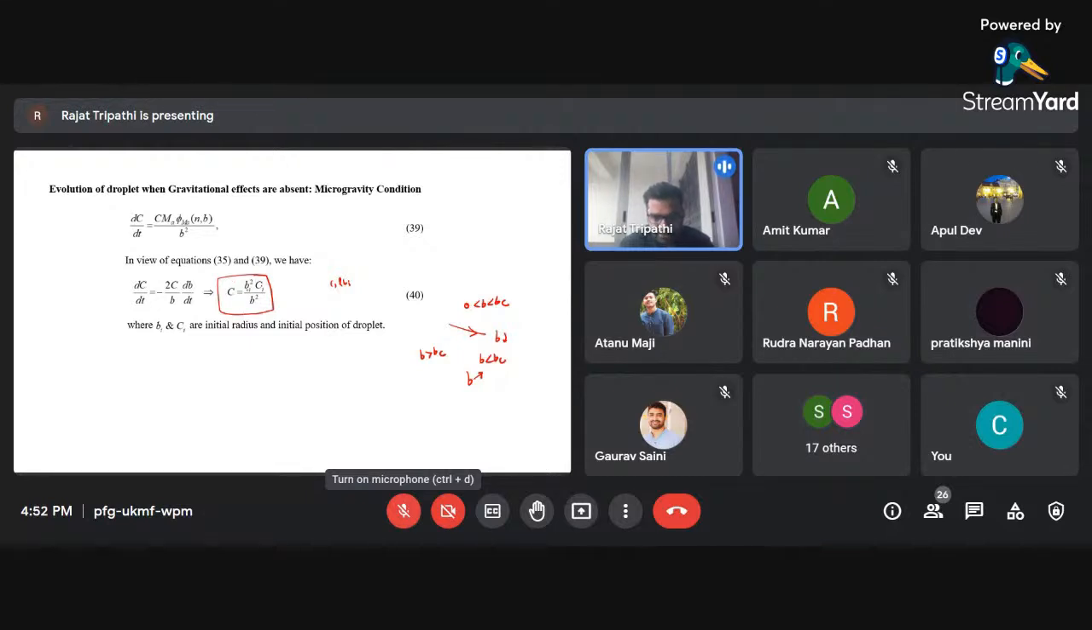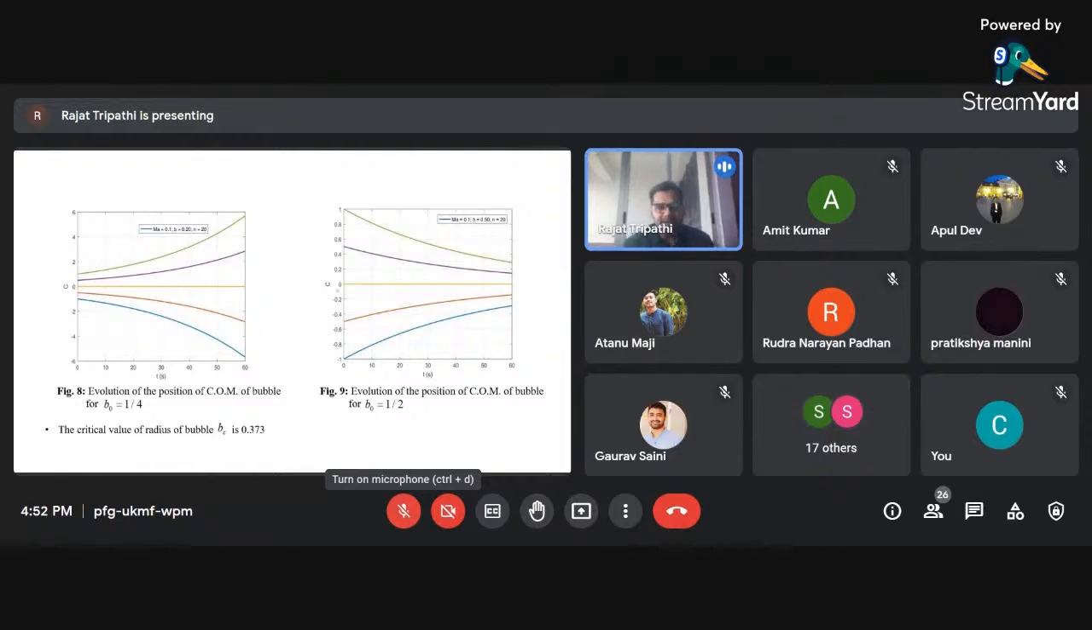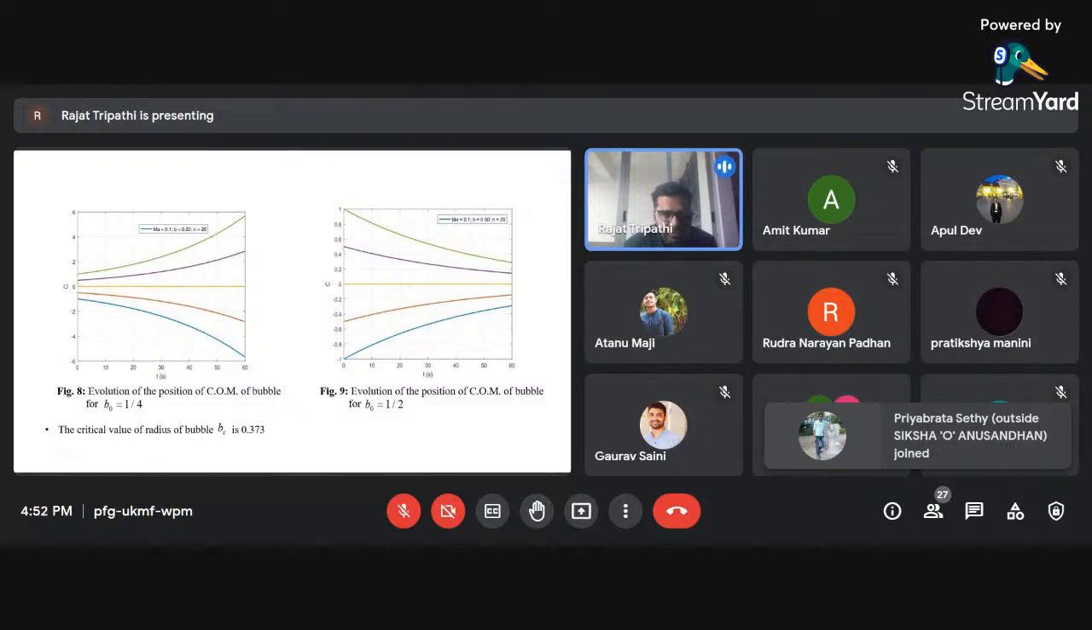So how can we interpret it in the physical sense? We can interpret it in the physical sense by these graphs. These are the graphs for the position of the center of mass of droplet plotted with respect to time. This is the graph plotted when we took the value of initial radius as 1/4, that is, when B is less than the critical value. And we see that when B is less than the critical value, C is increasing in either direction. That is, the bubble moves away from the origin. If it moves in the other direction, there too, it moves away from the origin. If it is moving in the forward direction, then too, it is moving away from the origin.